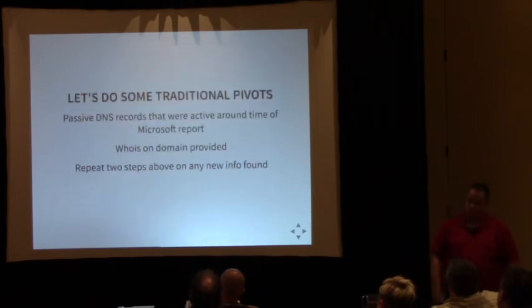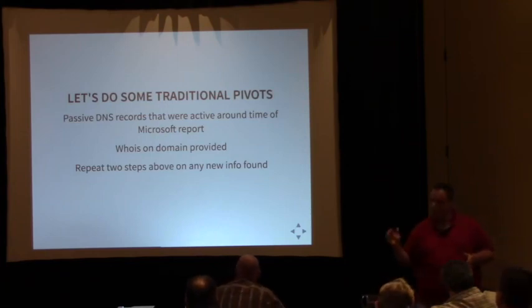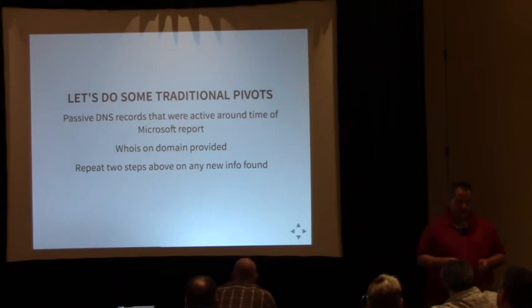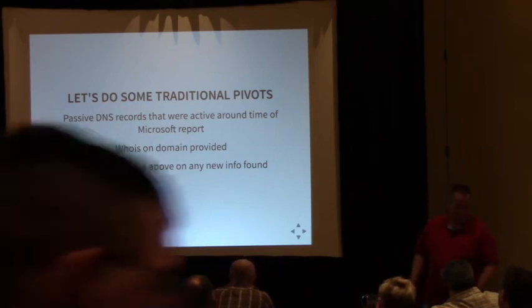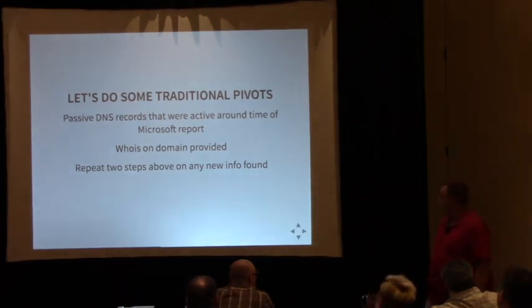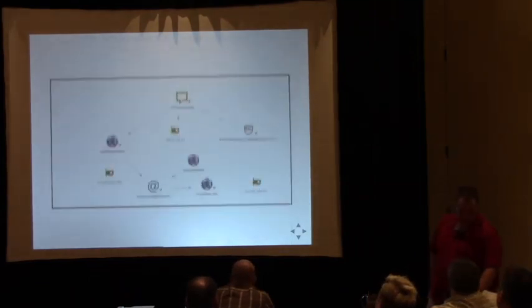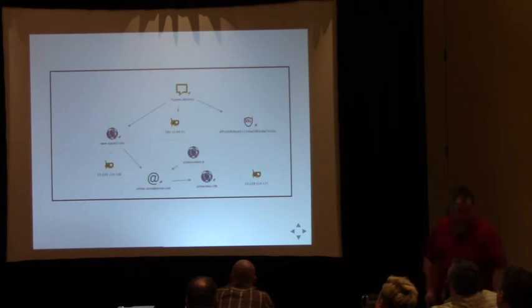So let's do some traditional pivots. Traditional pivots meaning passive DNS. So what IP address has this domain been seen on? What domains have been seen on those IPs? And if we have WHOIS data on that domain, let's do a pivot on that. Repeat those two steps for anything new, and you get something like this. So these three indicators here are the initial ones from TechNet.